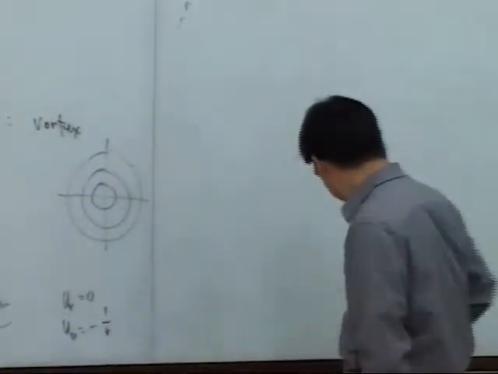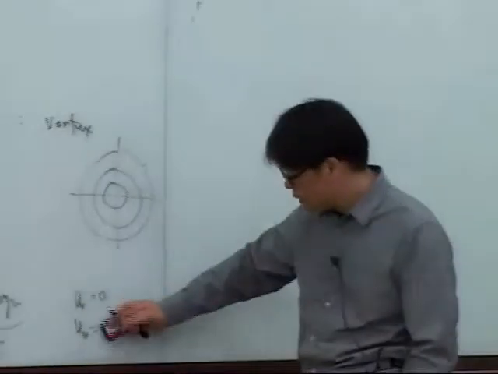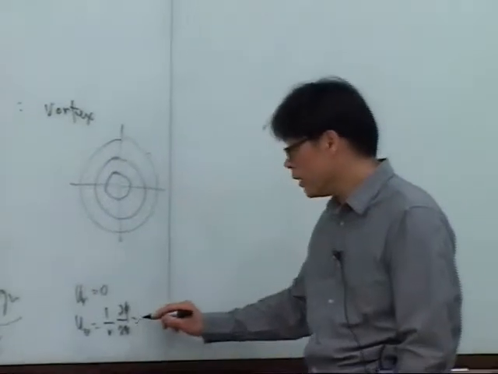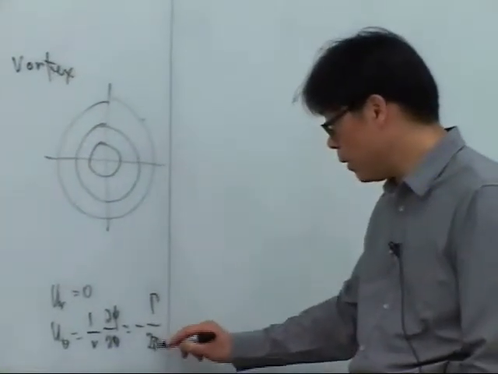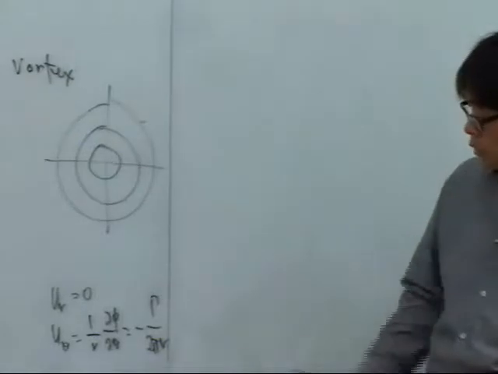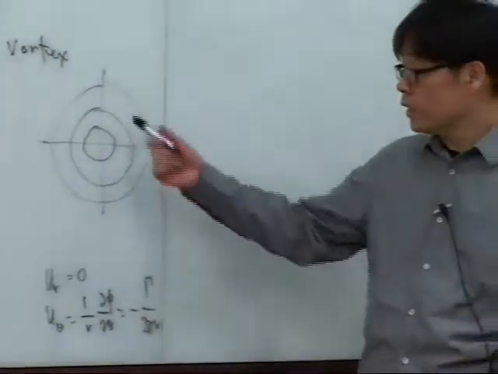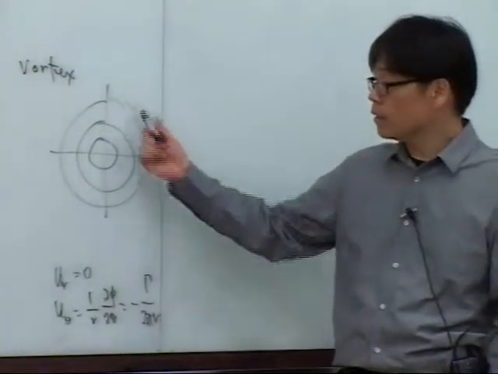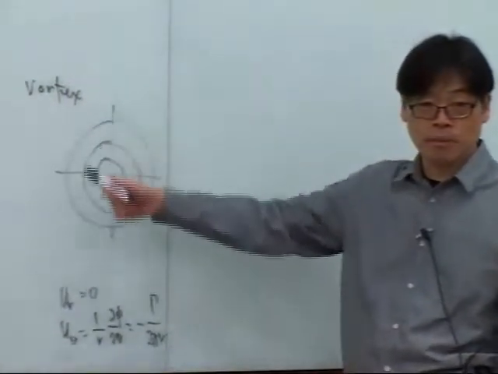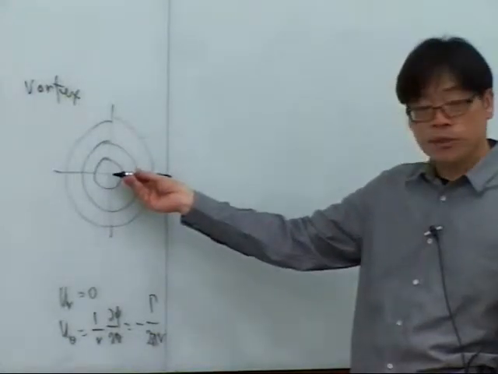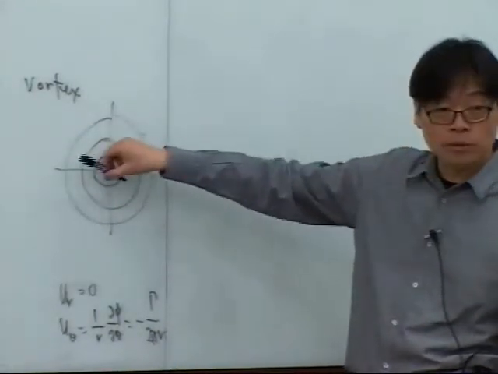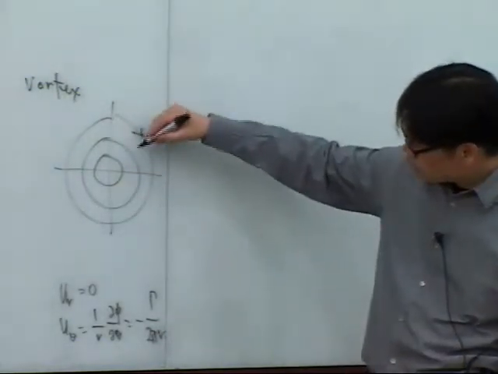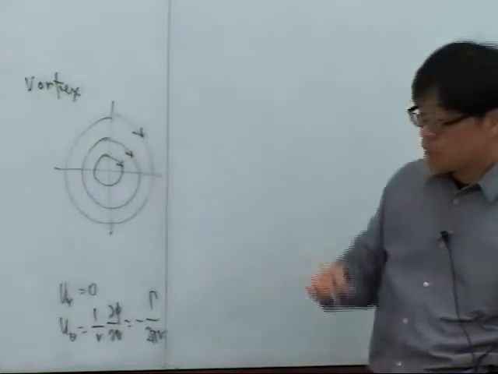U theta is defined as 1 over R d phi d theta. So from there, you can see it is minus gamma divided by 2 pi R. So this is negative, meaning that flow is rotating clockwise. Counterclockwise direction is defined as positive because we measure angle from 0 to pi over 2, pi, 3 pi over 2, and so on. So this means the flow direction is clockwise.